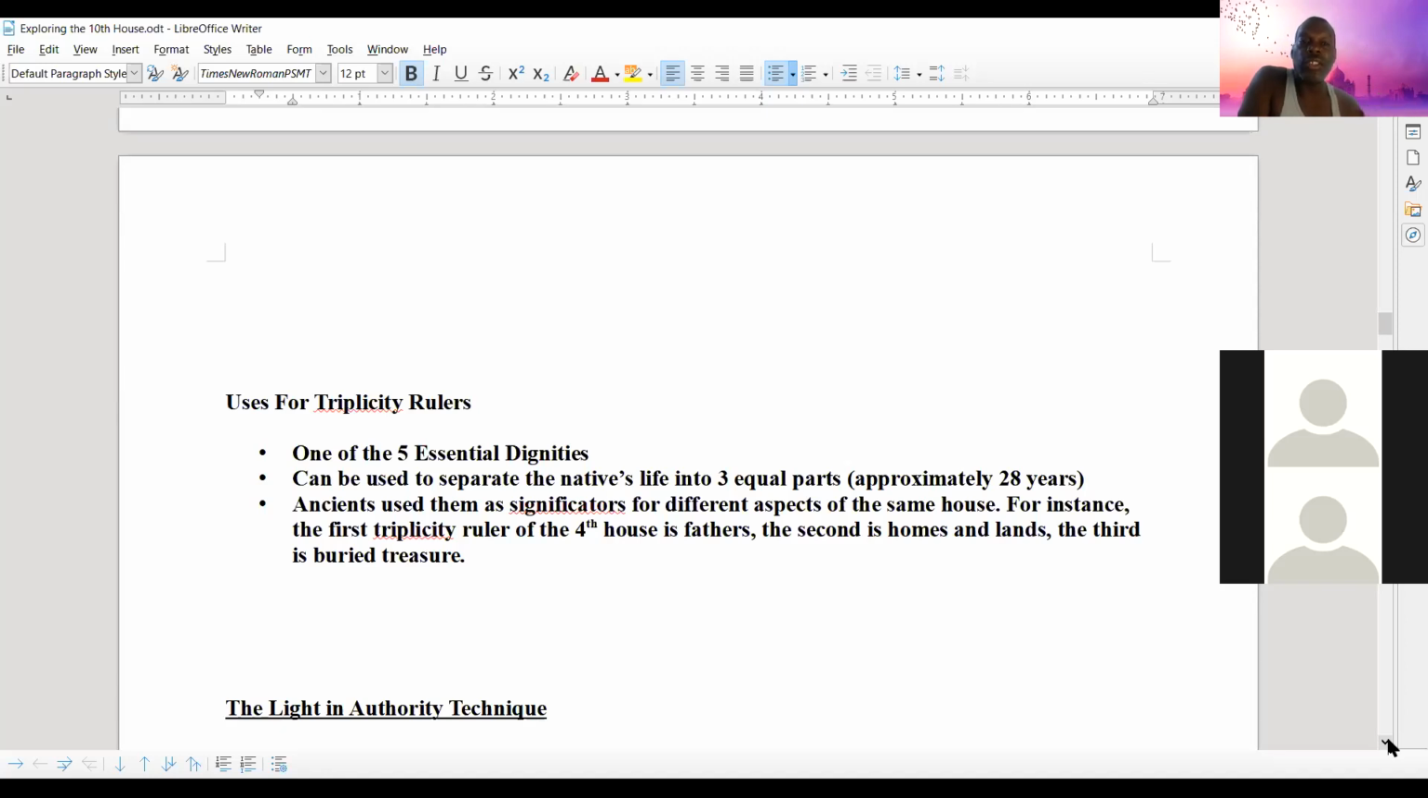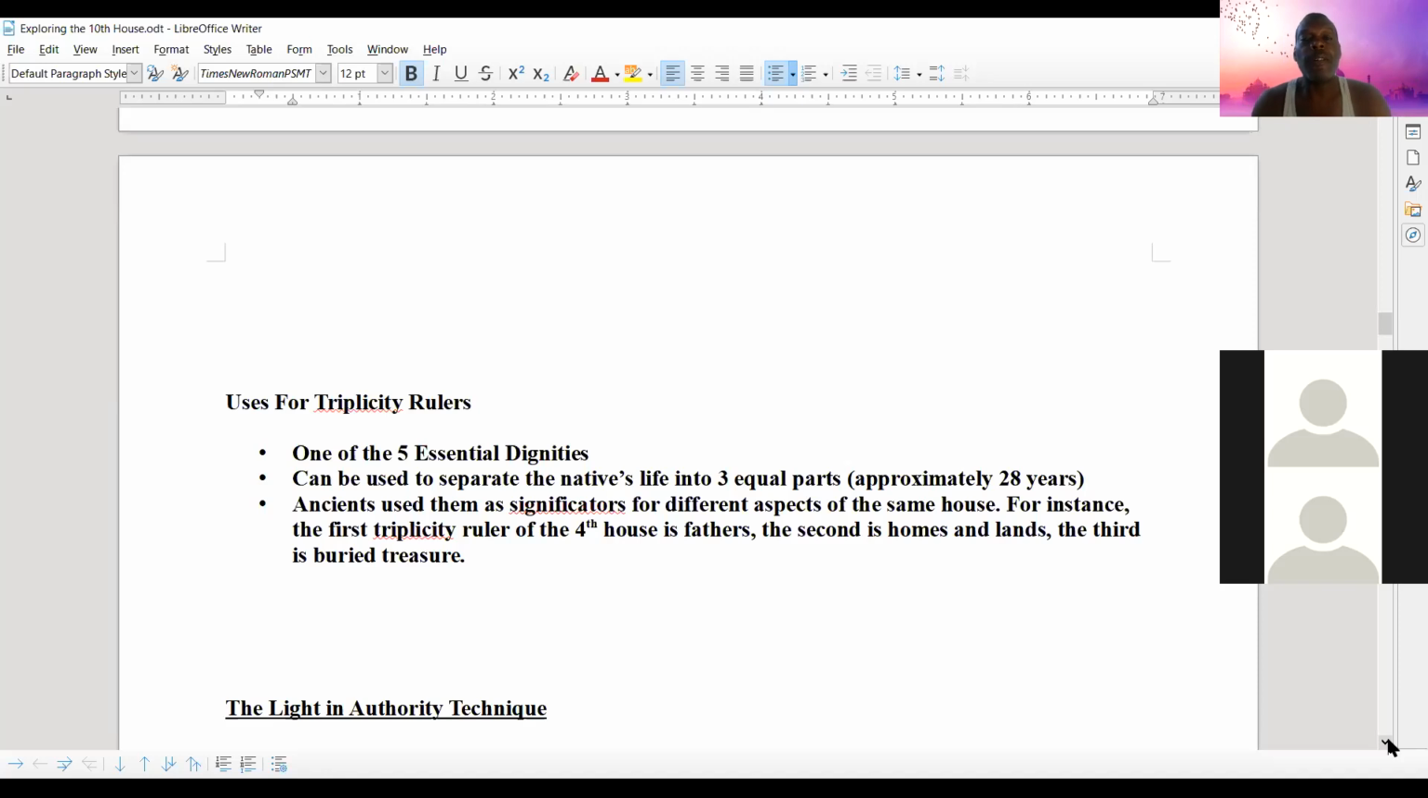Then the ancients used them as significators for different aspects of the same house. Now, this is one of those things that I'm playing with to get an idea of whether I think it really has validity or not. Believe it or not, the 10th house was one of the places that I was looking at this the most. Maybe 5 years from now, I'll look at it and I'll go eureka. But I don't know if I 100% think it. I'm still kind of playing with it.